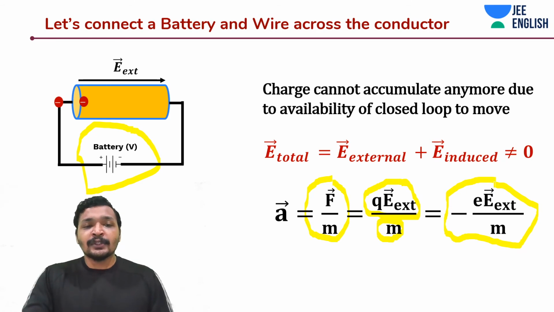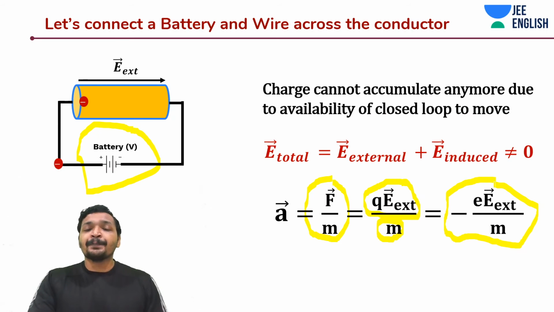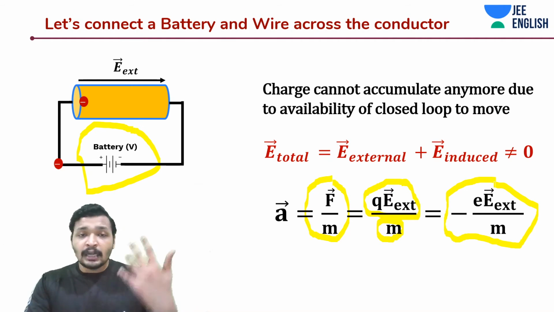Guys, hope you understood this. If not, do ask me. See, these electrons are moving in a closed loop system. That is what is happening. And now, once I told you these electrons are moving, how are they moving?